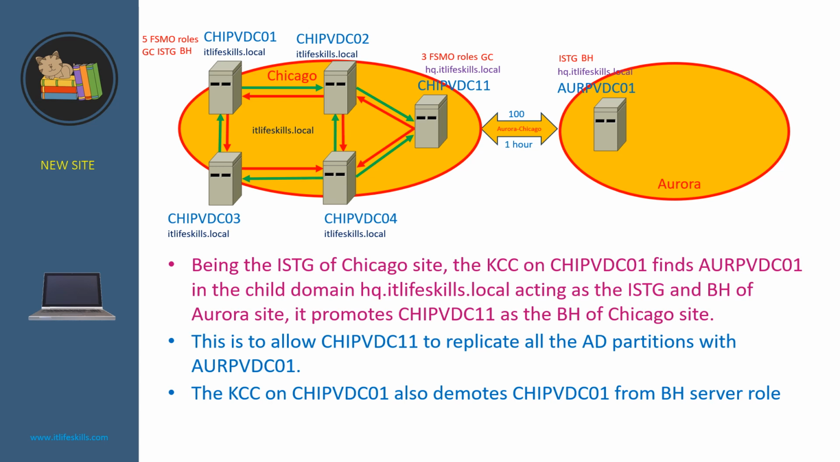Being the intersite topology generator of Chicago site, the KCC on CPVDC01 finds OPVDC01 in the tri-domain hq.it-skills.local, acting as the intersite topology generator and bridgehead server of Aurora site. It then promotes CPVDC11 as the bridgehead server of Chicago site.